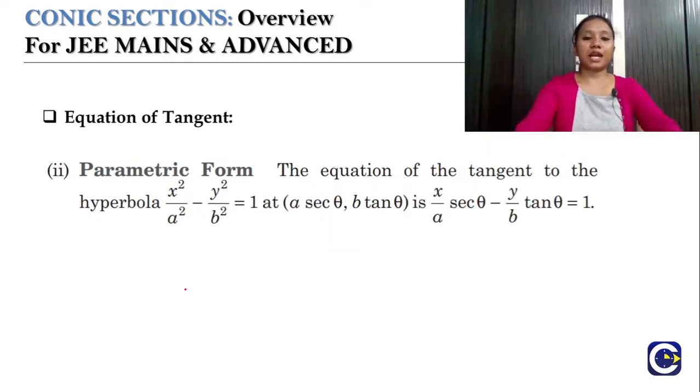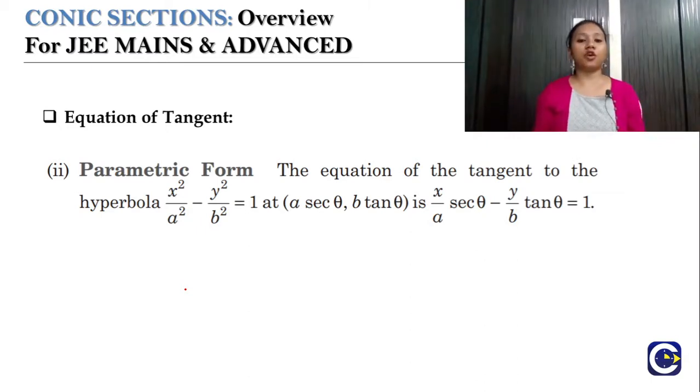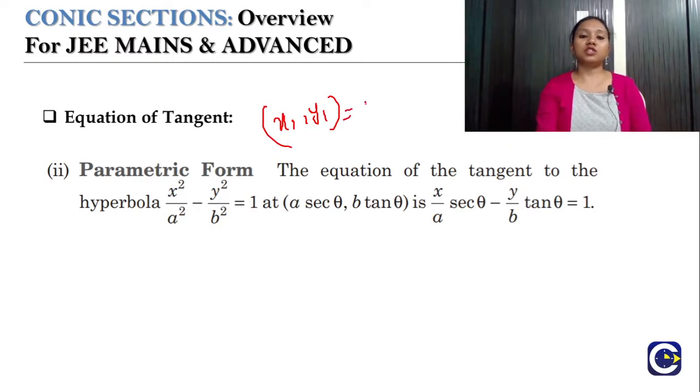Similarly, let's see the parametric form. Guys, if you remember, I have explained this parametric form even in our ellipse, so there is nothing new here. Instead of point form x1 comma y1, here we will have a secant theta in place of x1 and b tan theta in place of y1. This is related to our point form only, whereas our point will be in terms of parametric coordinates.